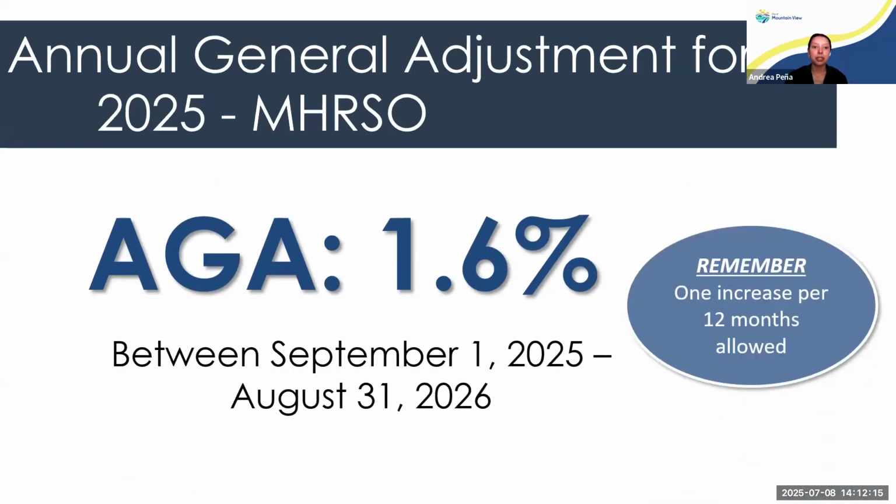And for the MHRSO this year, there is an AGA of 1.6% within the same time period. So like I mentioned, things are a little bit different for the mobile home rent stabilization. As of March of this year, the City Council made some changes to the way the AGA is calculated moving forward.